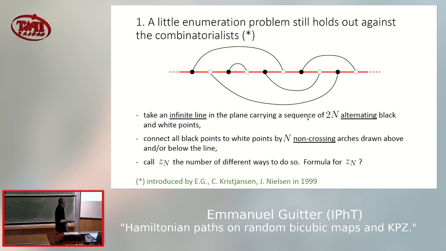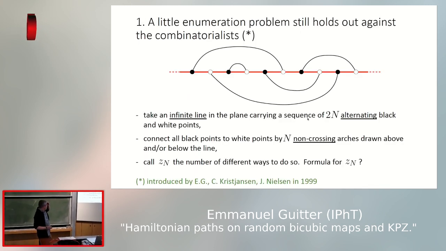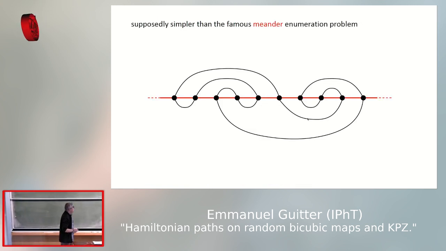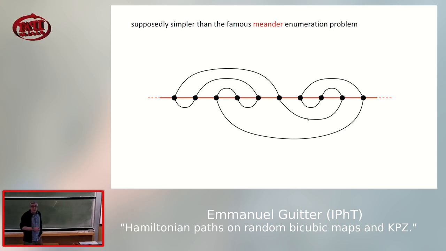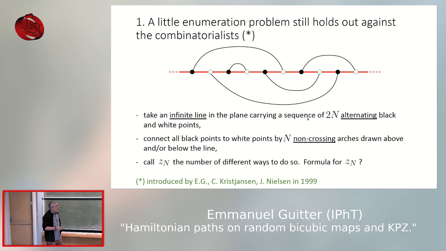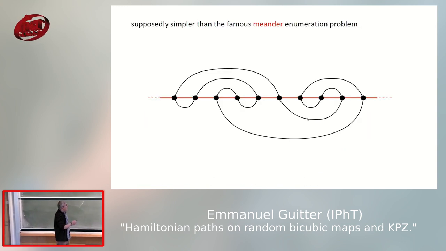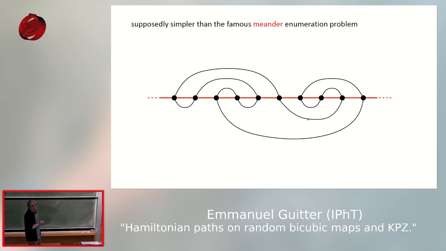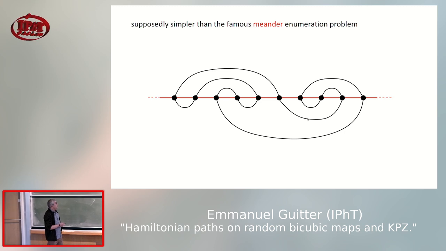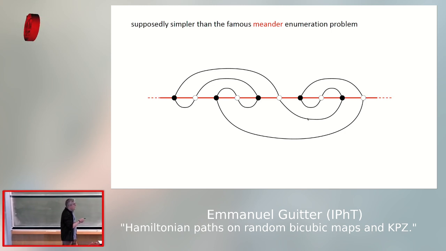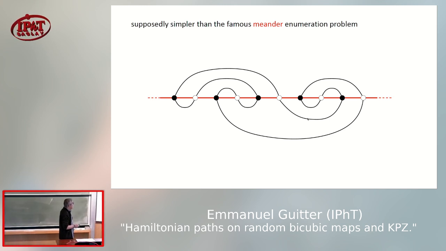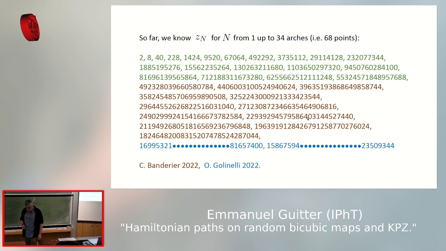Okay. So we introduced this small problem with Charlotte Christiansen and Jacob Nielsen in 1999. It's still unsolved. At that time, we were interested in the famous meander problem, and we saw that this little problem should be somehow simpler and could tell us a few things about the meander problem. The meander problem is where you have a straight line and a circuit which has to cross the line at 2n bridges. It's a closed system, with bicolor points and arches connecting them. Here the valency is 3, and here the valency is 4, at each one.